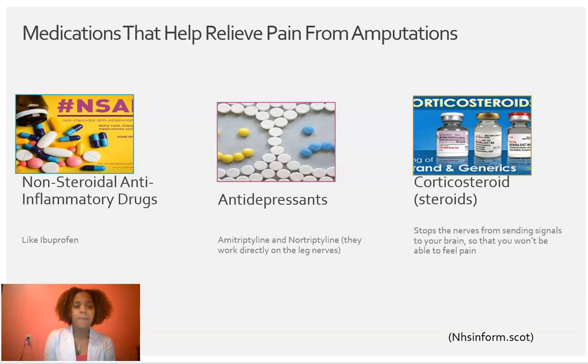Medications that help relieve pain from amputations. Non-steroidal anti-inflammatory drugs like ibuprofen, antidepressants, amitriptyline, nortriptyline. They work directly on leg nerves. Corticosteroid stops the nerves from sending signals to your brain so that you won't be able to feel pain.